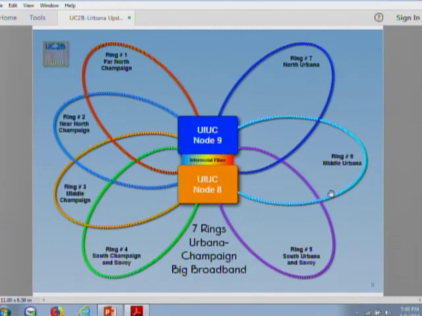Real quick, this is what the rings look like on paper. They don't come out looking nice and pretty like this, but there were basically three rings that are predominantly in Urbana. There were four rings that are predominantly in Champaign. All of the rings come back to two different nodes on the university campus.